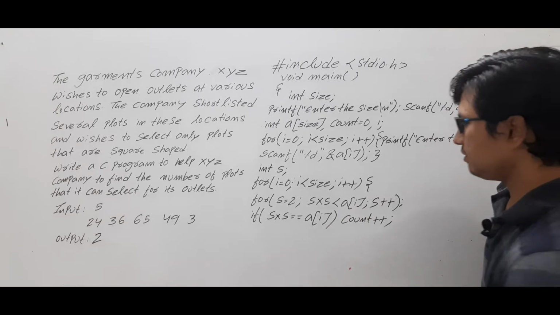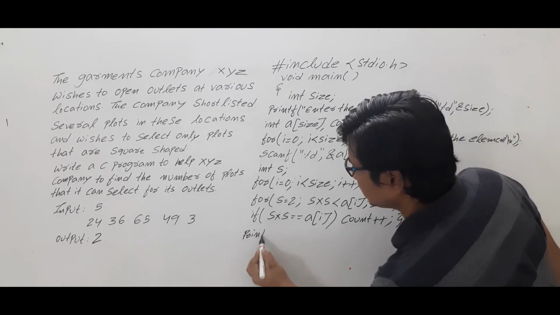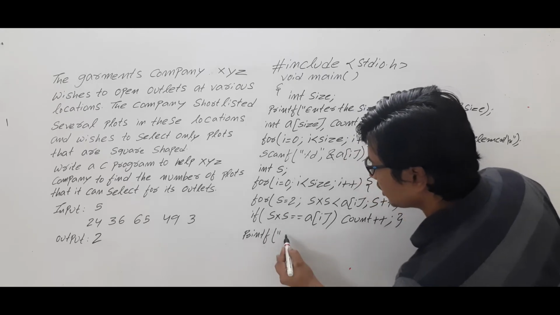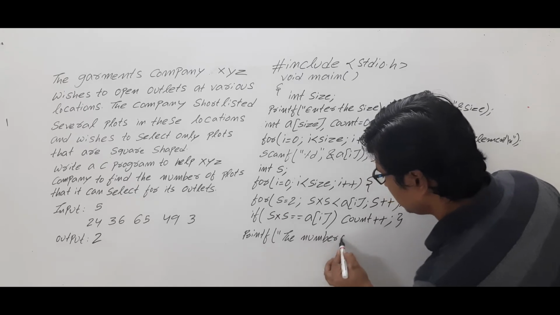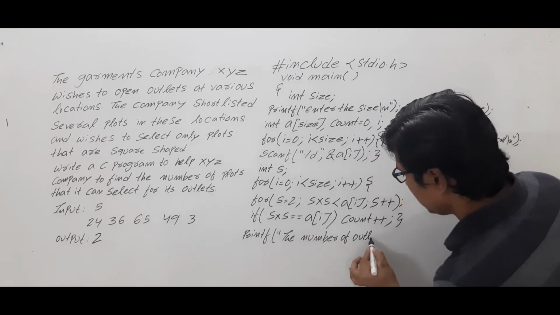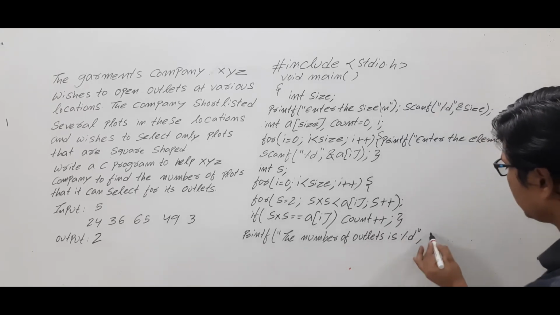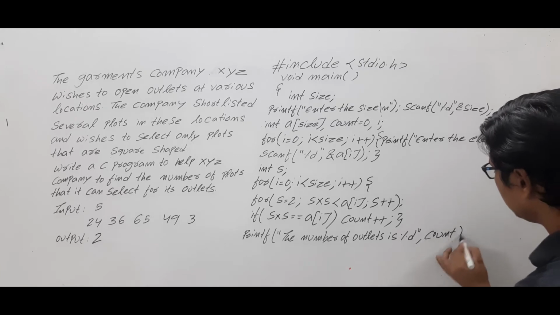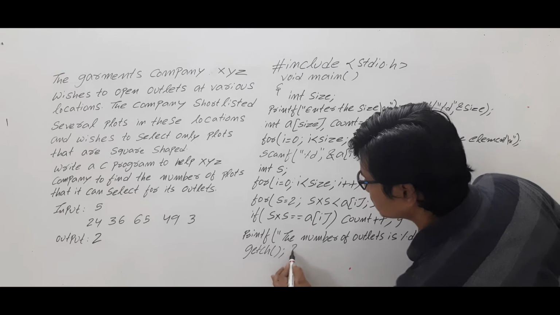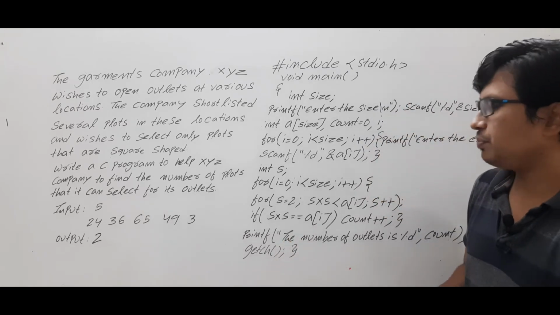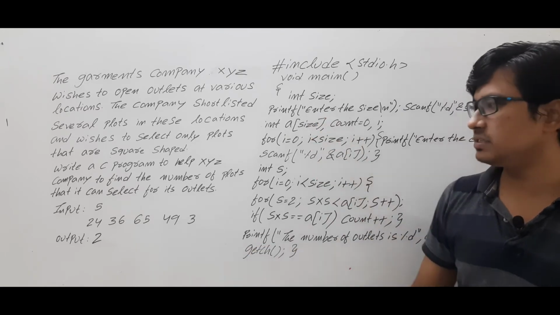Is it clear? I will end the for loop and then finally I will display the count value, printf the number of outlets, or whatever you want. Outlets is percentage %d. You can write count here and you can write getch and you can close the main function. Okay, I hope you did not understand anything. Don't worry, I will discuss the entire program with this example.